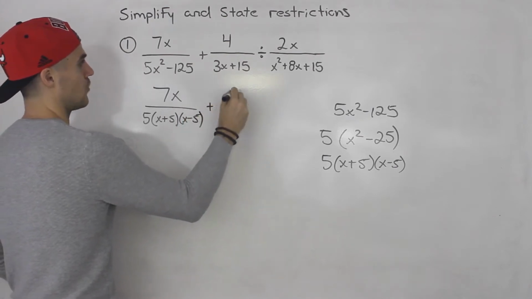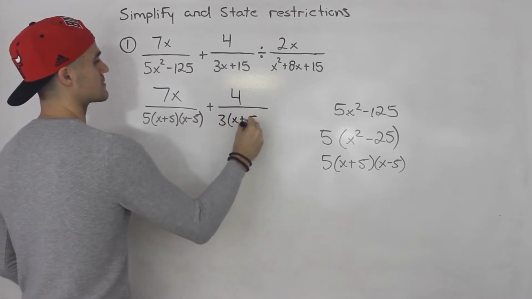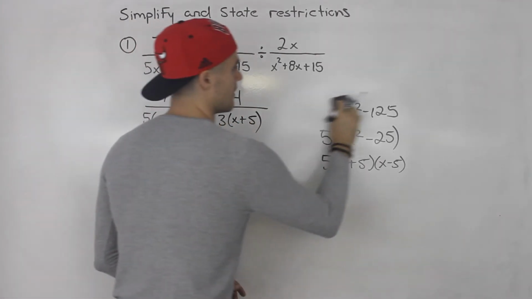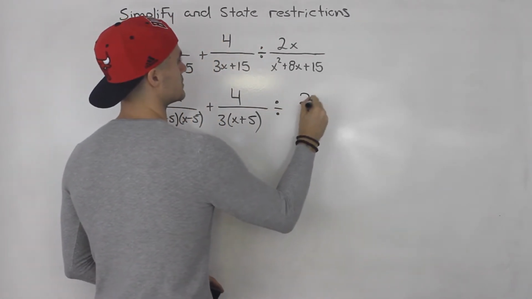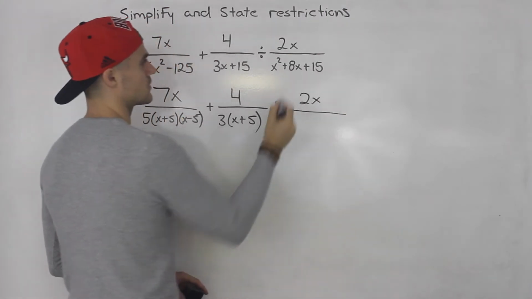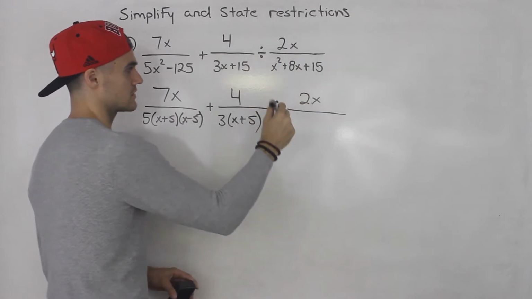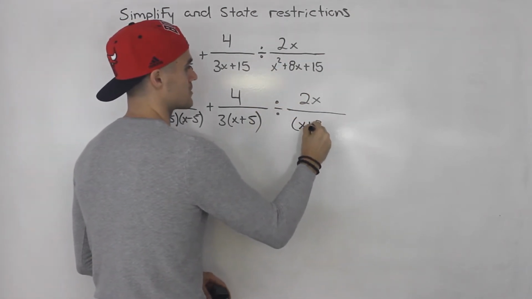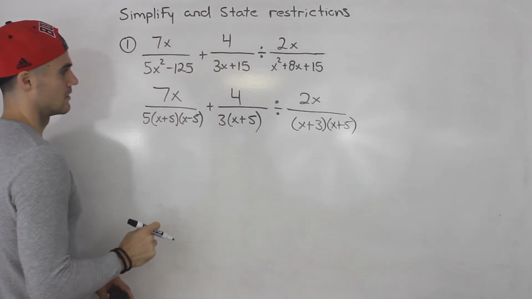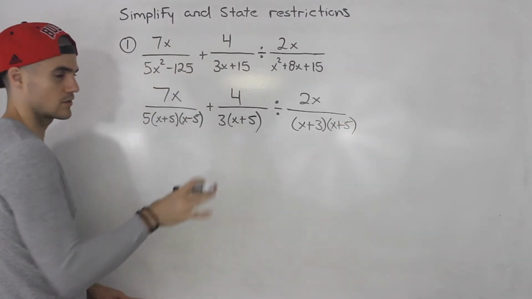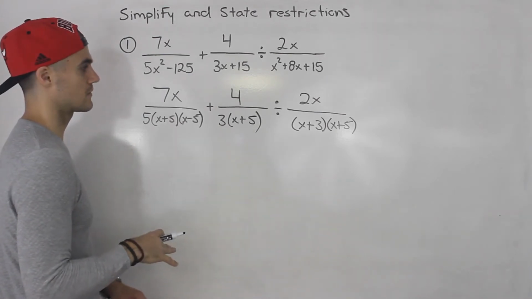Then we're going to be adding 4 over, from here, we could factor out a 3. We'd be left with x plus 5. And then we would be dividing by 2x all over x squared plus 8x plus 15. When you do decomposition on the side, you would end up with x plus 3, x plus 5. All right, and now we factored everything. What's the second step? We get the restrictions before simplifying.